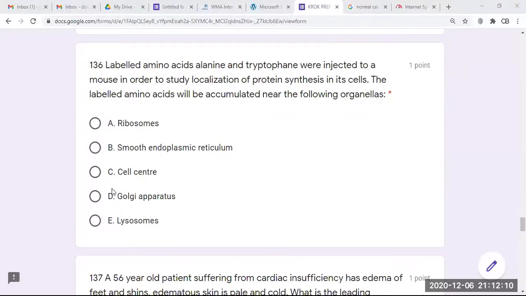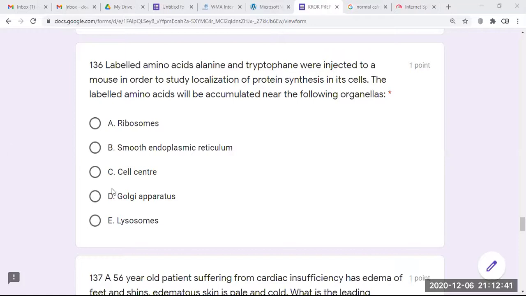So question number 136. Okay, Nanaya, read that question for us. Labeled amino acids, alanine and tryptophan, were injected into a mouse in order to study localization of protein synthesis in its cells. The labeled amino acid will be accumulated near the following organelles.